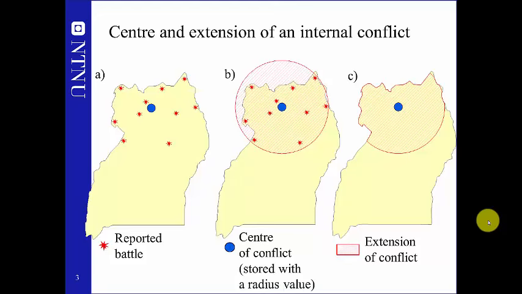In this video I will demonstrate how you can make a geoprocessing model on making a conflict extension polygon representing the extensions of armed conflict. But first, a little theoretical background of it.